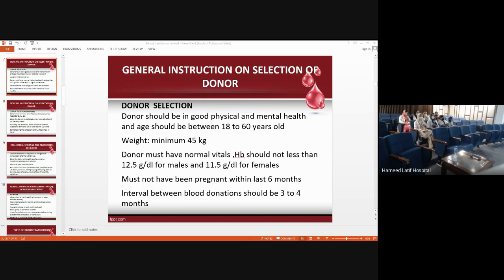And next is the rise of hemoglobin. Even if you give 1 pint of whole blood or 1 pint of packed cell volume, the rise you expect is 1 grams per deciliter or 3% of hematocrit with each unit transfused, whether it is whole blood or whether it is packed cell volume.